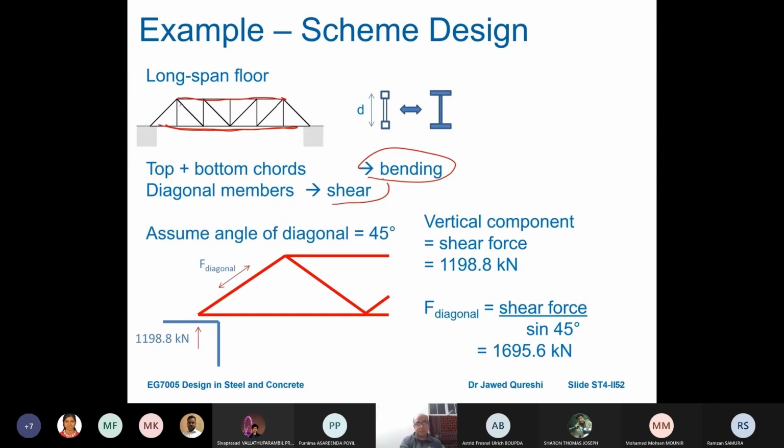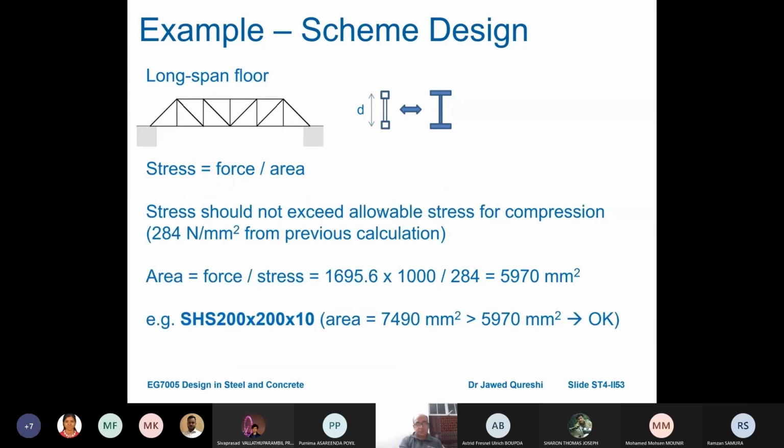The diagonal is for shear. Assume angle of diagonal as 45. So vertical component is equal to shear force. The vertical component is equal to force in the diagonal times sine 45. So from here we can work out force in diagonal, which is 1695. Stress is equal to force over area. The stress should not exceed the allowable compression stress, which is 284, which we found out a little earlier. So force over stress, this will give us area. Try this section, 200 by 200 by 10, which is providing 7,490, which is greater than required. It means that the diagonal members are fine as well.